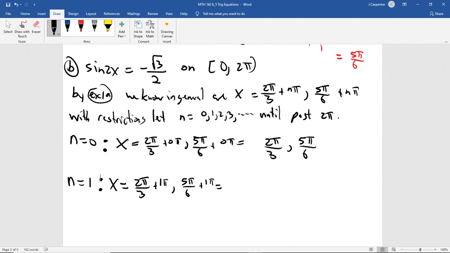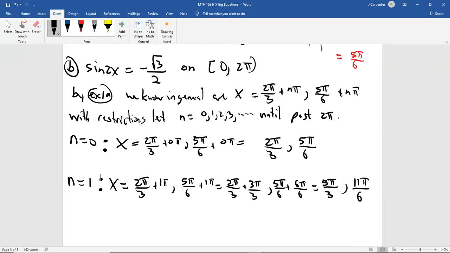Let's get LCDs. So that's 2 pi over 3 plus 3 pi over 3, then comma, 5 pi over 6 plus 6 pi over 6. 2 plus 3 is 5, so that's 5 pi over 3 for the one in front of the comma. 5 plus 6 is 11, so that's 11 pi over 6 for the one after the comma. So that's 2 more solutions for a total of 4 thus far.